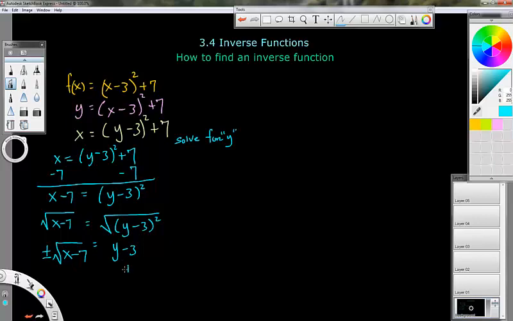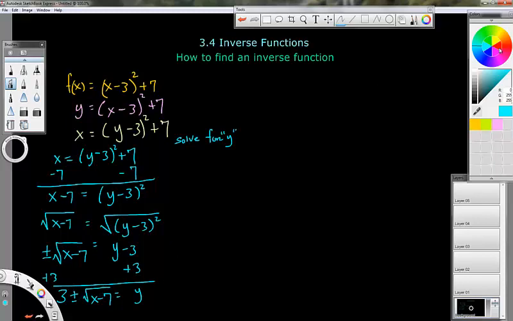And that last step is to add 3. So to get rid of the 3. So we add 3 over here. Now watch. This is how this is done here. Here's the y. And over here, this is going to be 3 plus or minus the square root of x minus 7. You wouldn't really ever write this plus or minus radical x minus 7 plus 3. It's usually in this format here.